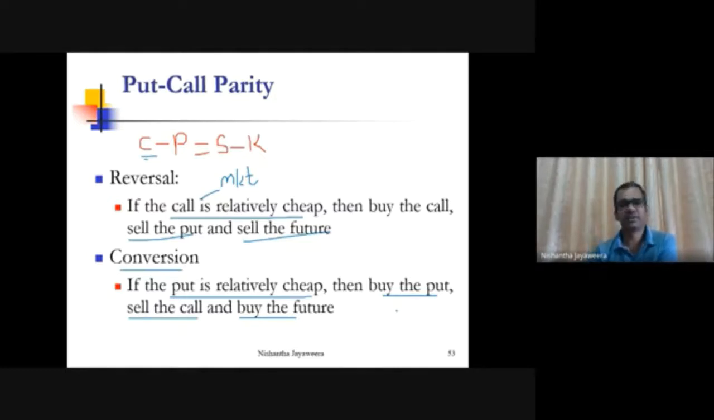To buy the underlying, you need money, so you have to borrow. So that will be minus K. That's how we use put call parity.